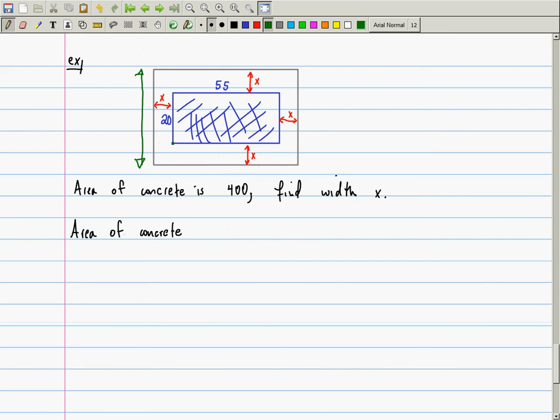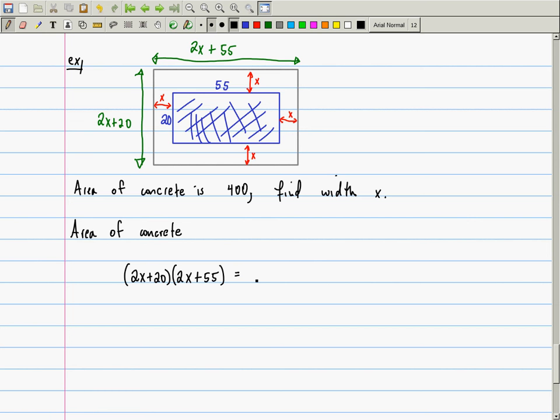It's 20, and then on the top there's an X, and on the bottom there's an X. So I'll say that it's 2x plus 20. Similarly, this measurement is what? 2x plus 55. So then the area of the concrete formula in terms of x should be 2x plus 20 multiplied by 2x plus 55. So then now let's multiply this all out.